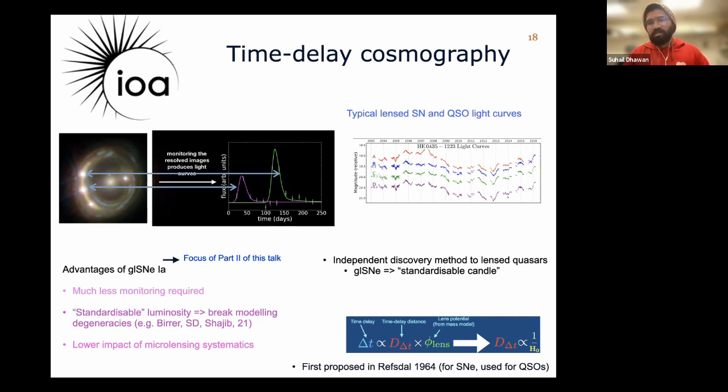Now, this has been done with strongly lensed quasars, but strongly lensed supernovae, while rarer, have certain advantages. Like, we need a lot less monitoring. Supernova light curves are typically single bumps with a couple of weeks rise time and then declining onto an exponential tail, compared to the long time scale needed to monitor stochastic quasar light curves. Additionally, because of their standardizable luminosity, in some work done with Simon Vera, we looked at how many supernovae we would need to break modeling degeneracies, like the mass-sheet transformation. And there's also evidence from the literature of lower impact of microlensing systematics.